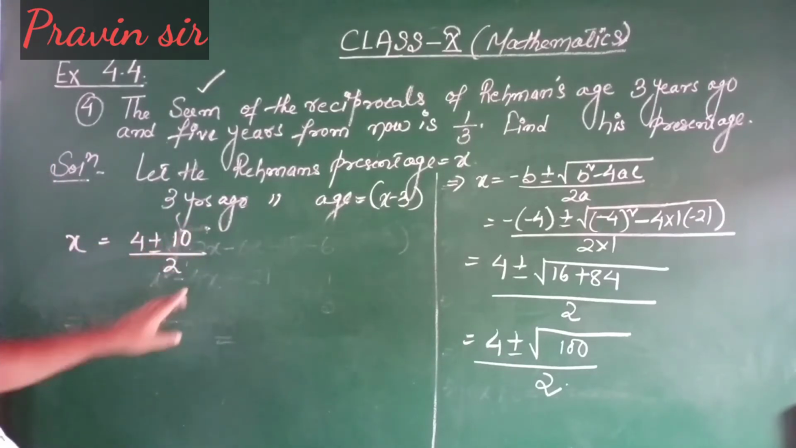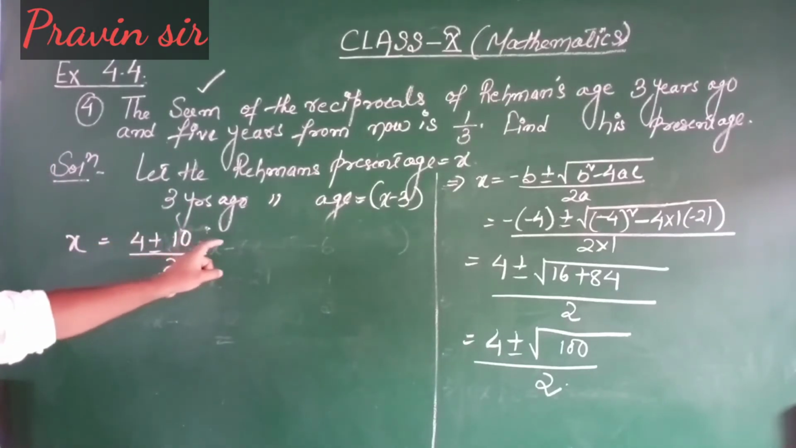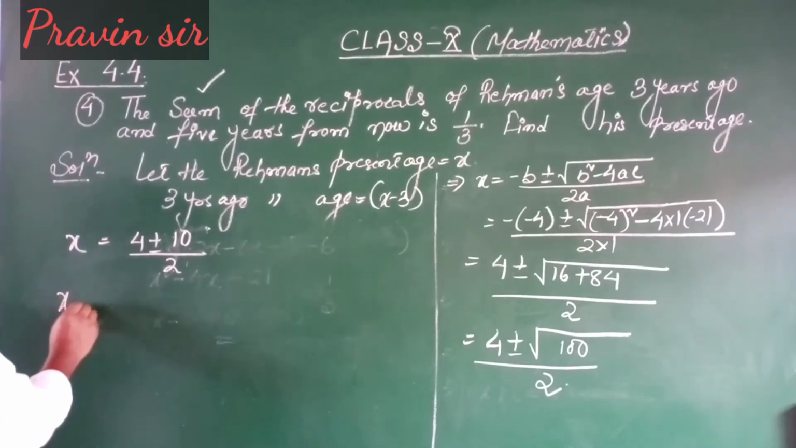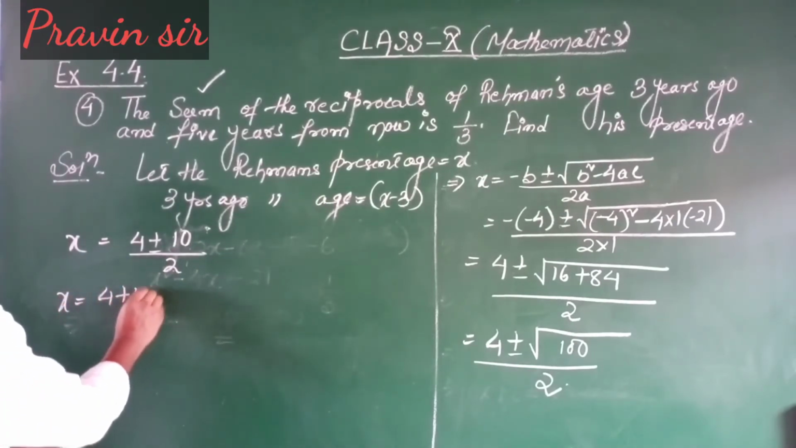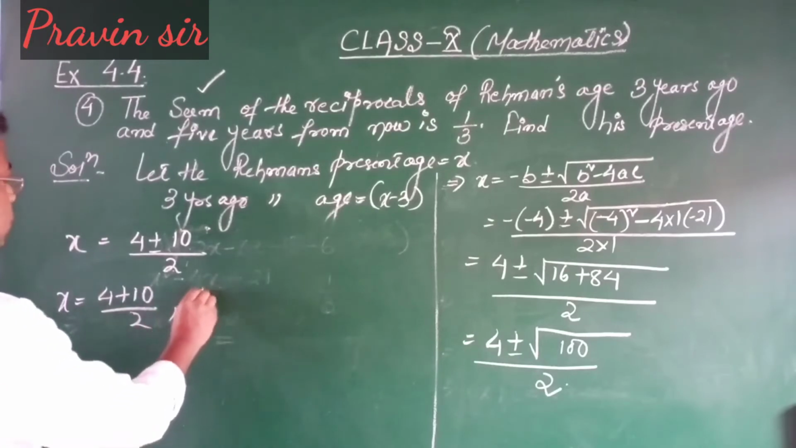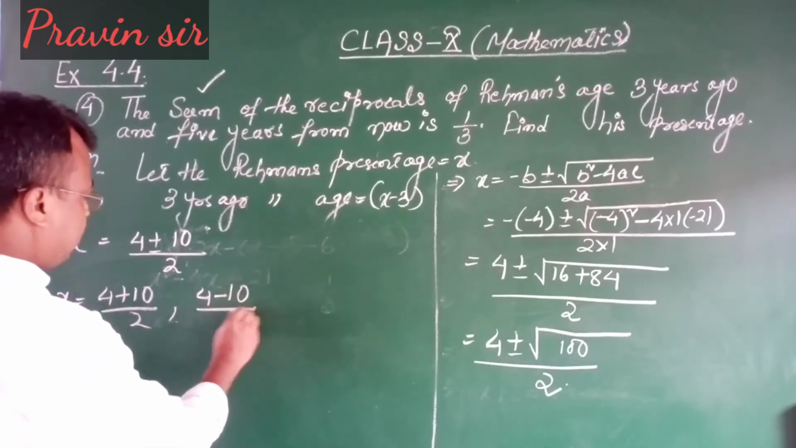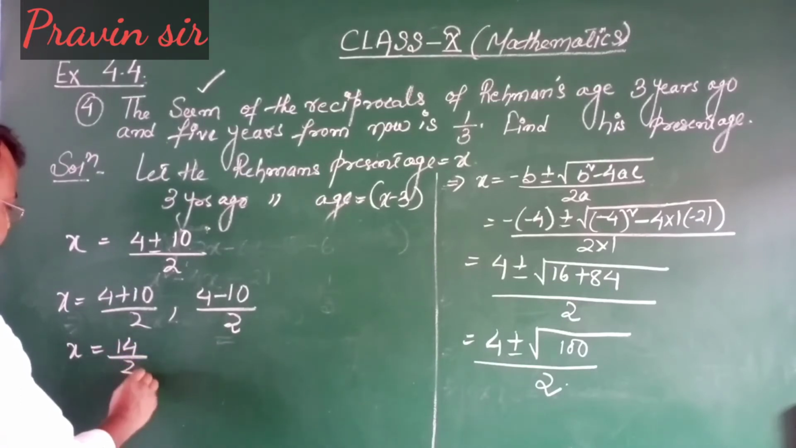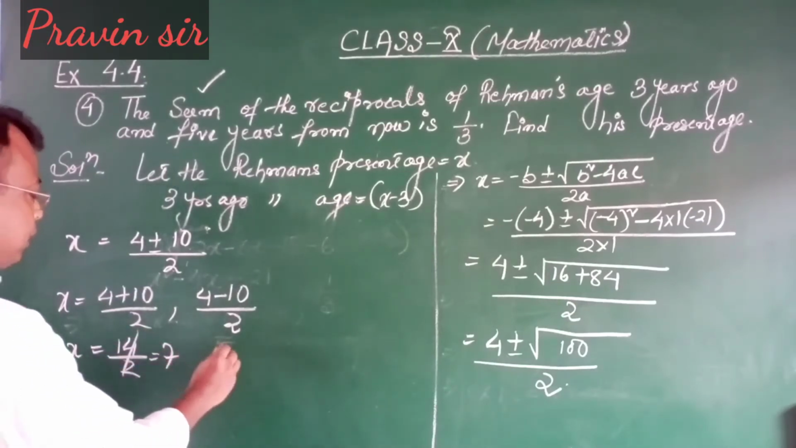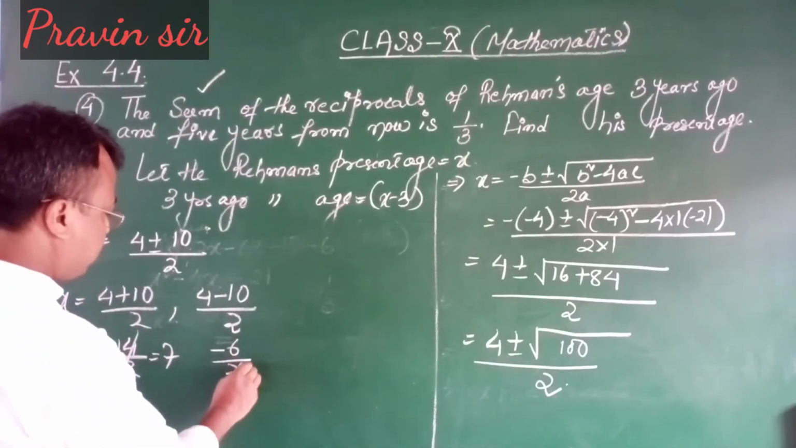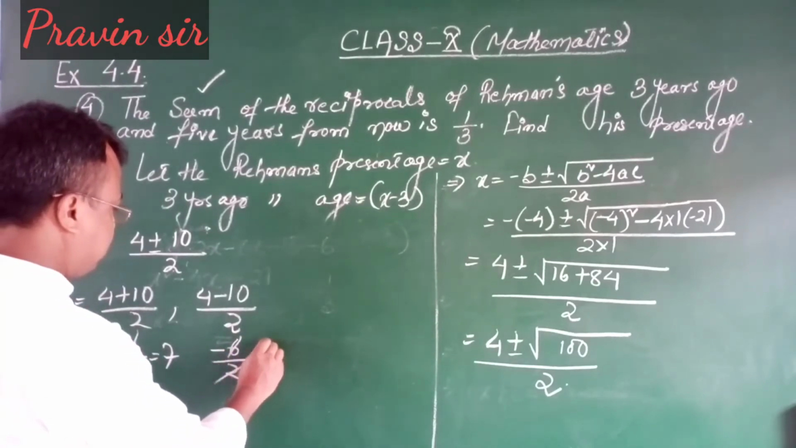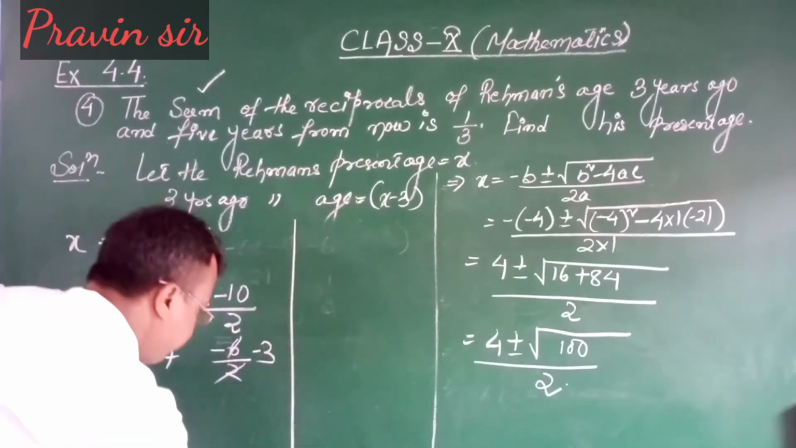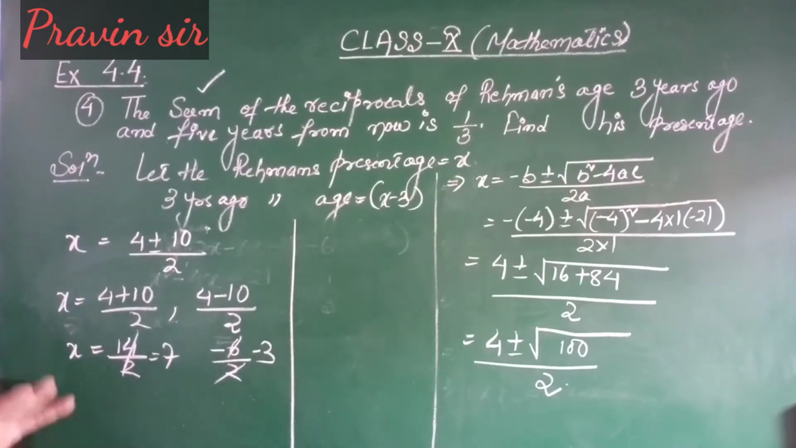So for x we got two answers. One is 4 plus 10 by 2, another one is 4 minus 10 by 2. So x is equal to 4 plus 10 by 2, another one is 4 minus 10 by 2. So what we got? 14 by 2, which is equal to 7. And this is minus 6 by 2, which is minus 3. Okay. Now x we got two answers, that is 7 and minus 3.